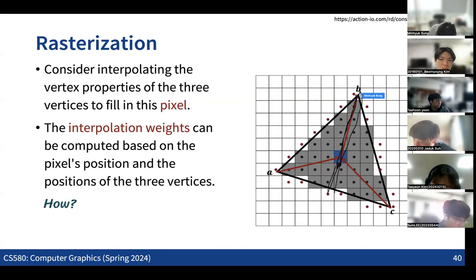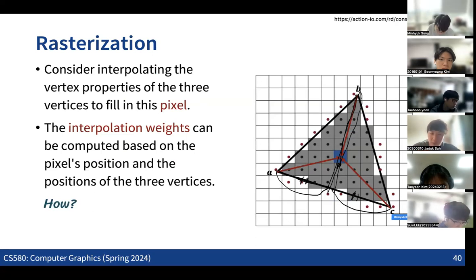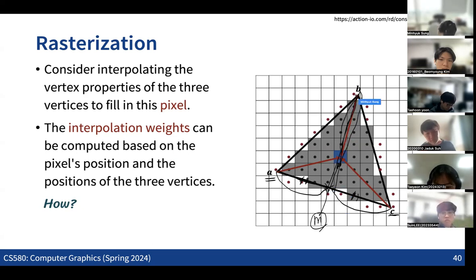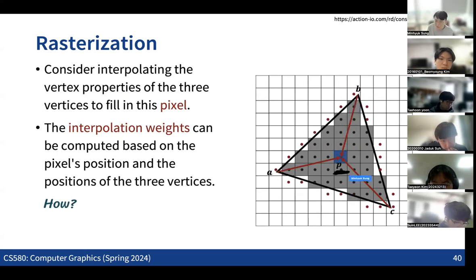Yeah. Then based on the ratio of these two line segments here and here, we can first interpolate the information of the vertex A and the C, right? So that we get the new point M here. And then, based on the ratio of these two, you can apply the linear interpolation again, and then we get the final point P as well, right? So basically, we can compute the interpolation by applying the linear interpolation twice.